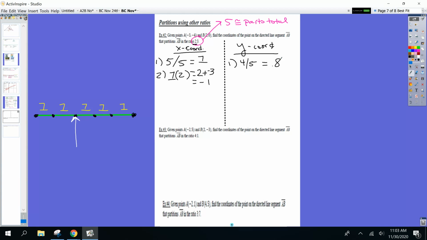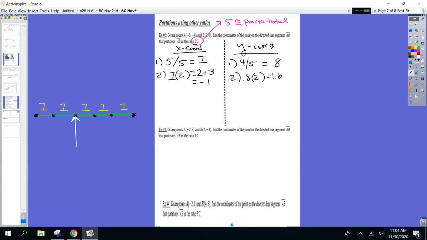Okay, each piece is 0.8, but I need to get to 2 pieces, right? 2 on the left, 3 on the right. So I take my 0.8, still multiply it by 2, because I'm going to have to go twice, just like I did for the x coordinate. And I'll be at 1.6.